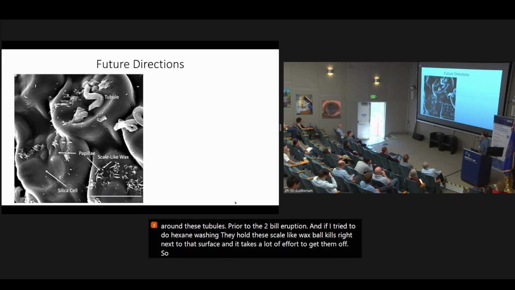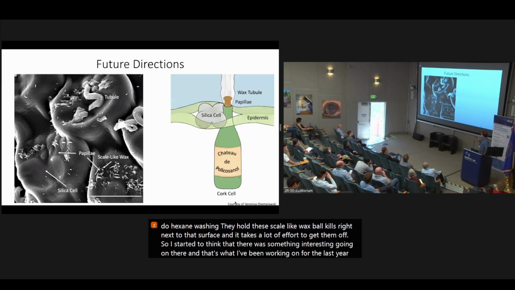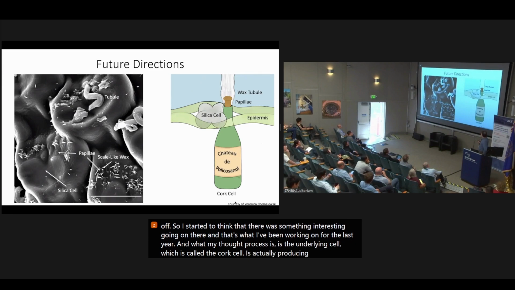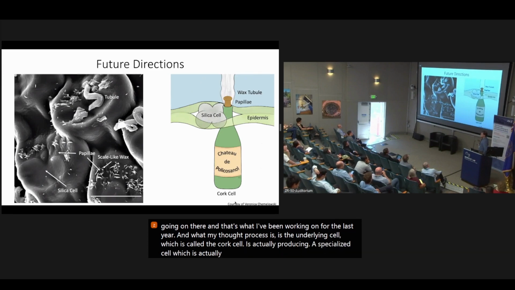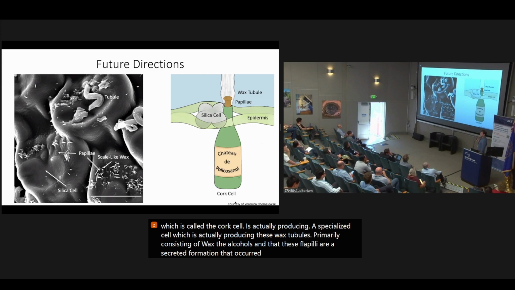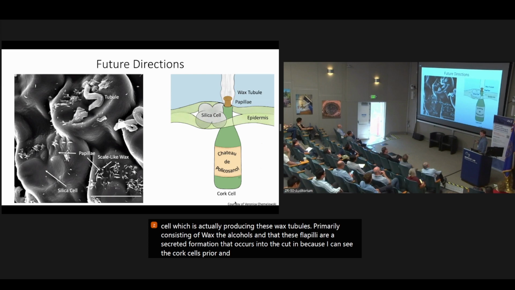So I started to think that there was something interesting going on there, and that's what I've been working on for the last year. My thought process is that the underlying cell, which is called the cork cell, is actually producing a specialized cell, which is producing these wax tubules, primarily consisting of waxy alcohols, and that these papillae are a secreted formation that occurs into the cutin, because I can see the cork cells prior and after the papillae formation, and there are some structural modifications that I can see to that cell as well.